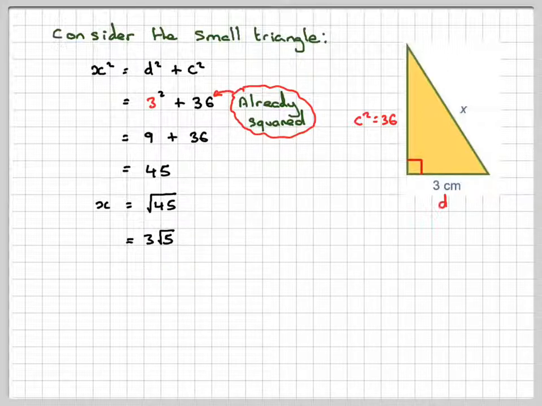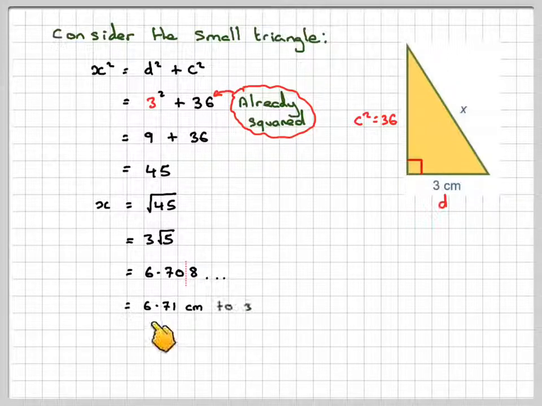And then if you press the S-D button, you'll get 6.708. Normally give answers to 3 significant figures, so that 8 will make that 0 a 1. So the final answer will be 6.71 centimeters to 3 significant figures.